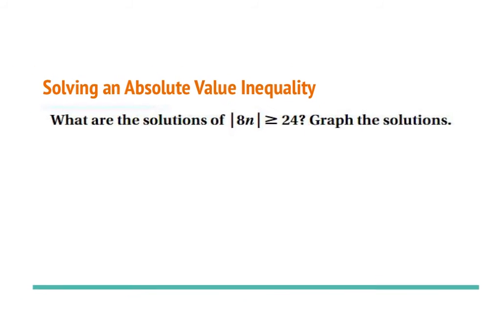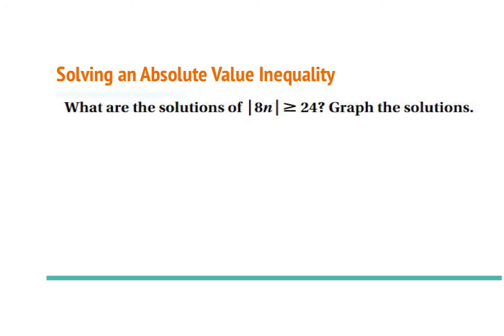Okay, solving an absolute value inequality. Let's do another example, okay? Without our graph, we're just going to start from scratch, and then at the end, we're going to graph our solution. So, step number 1, absolute value of 8n is greater than or equal to 24. We have to check, is our absolute value completely alone on the left side? Even though there's an 8n inside, is there anything outside of the absolute value on the left side? No. Our inequality is good to go.